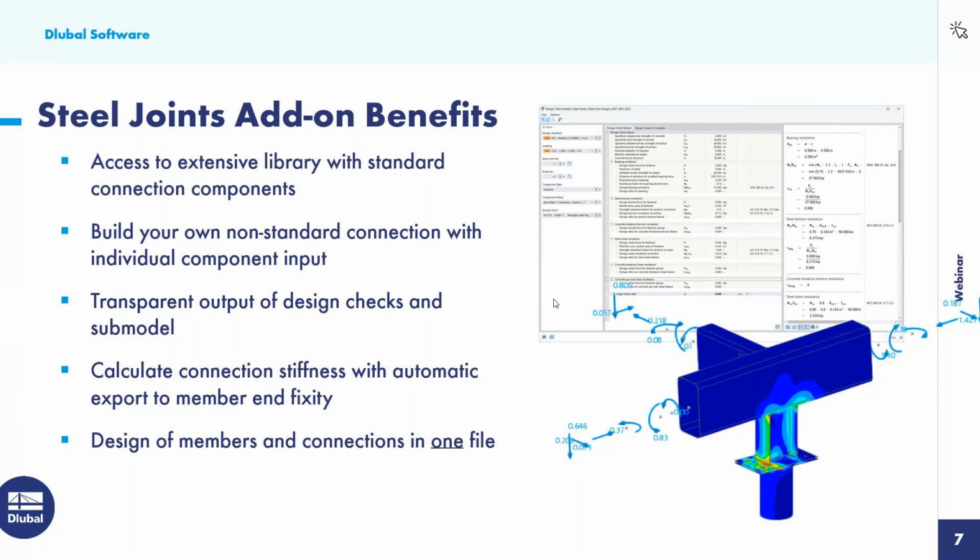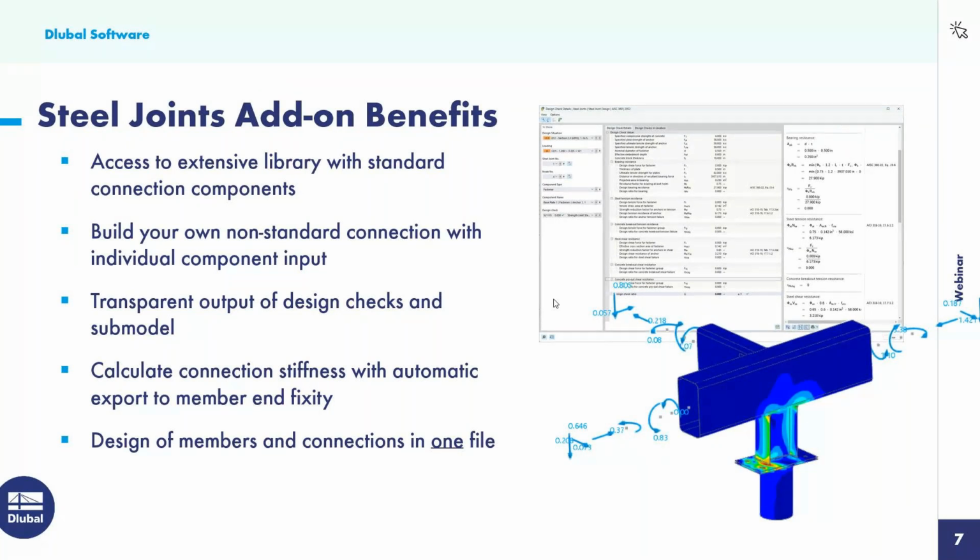But we can always build up our own non-standard connection type as well with individual components. We'll certainly see these two options in our examples today. We can save that then to our library for future RFEM use. We really pride ourselves in having a transparent output of our design checks.